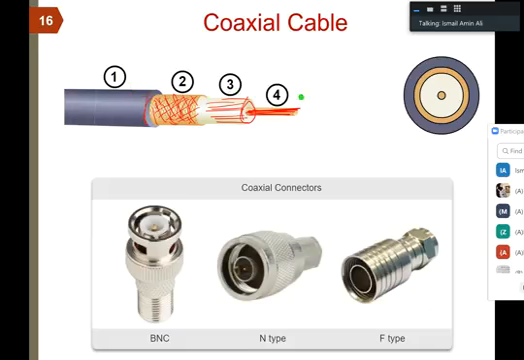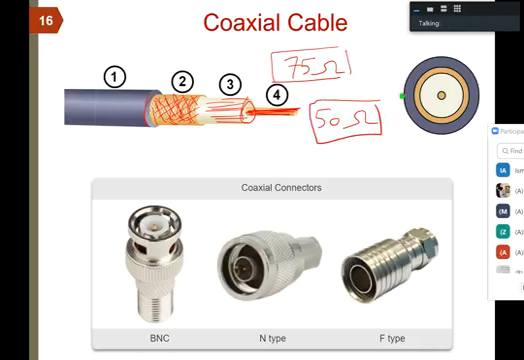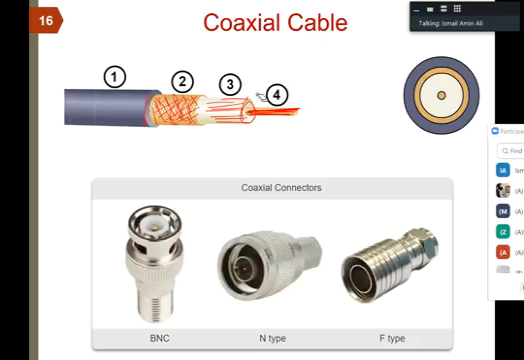We have actually 2 categories: 75 ohm, used in TV antennas and some others, and we have 50 ohm, which is used in satellite communication and also in networks. We use the 50 ohm. You studied transmission lines, so you see this is the impedance of the transmission line.